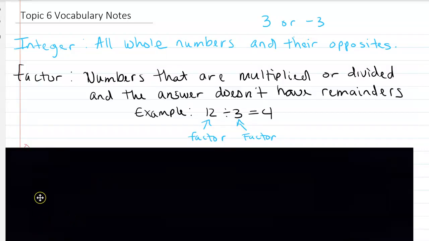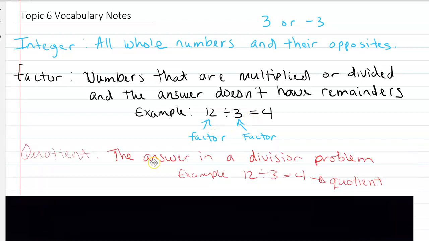What is a factor? Numbers that are multiplied or divided and the answer doesn't have remainders. So no more remainders. For example, 12 divided by 3. 12 is called a factor, 3 is called a factor. We know that 12 divided by 3 equals 4. Make sure you pause the video and add this to your notes.